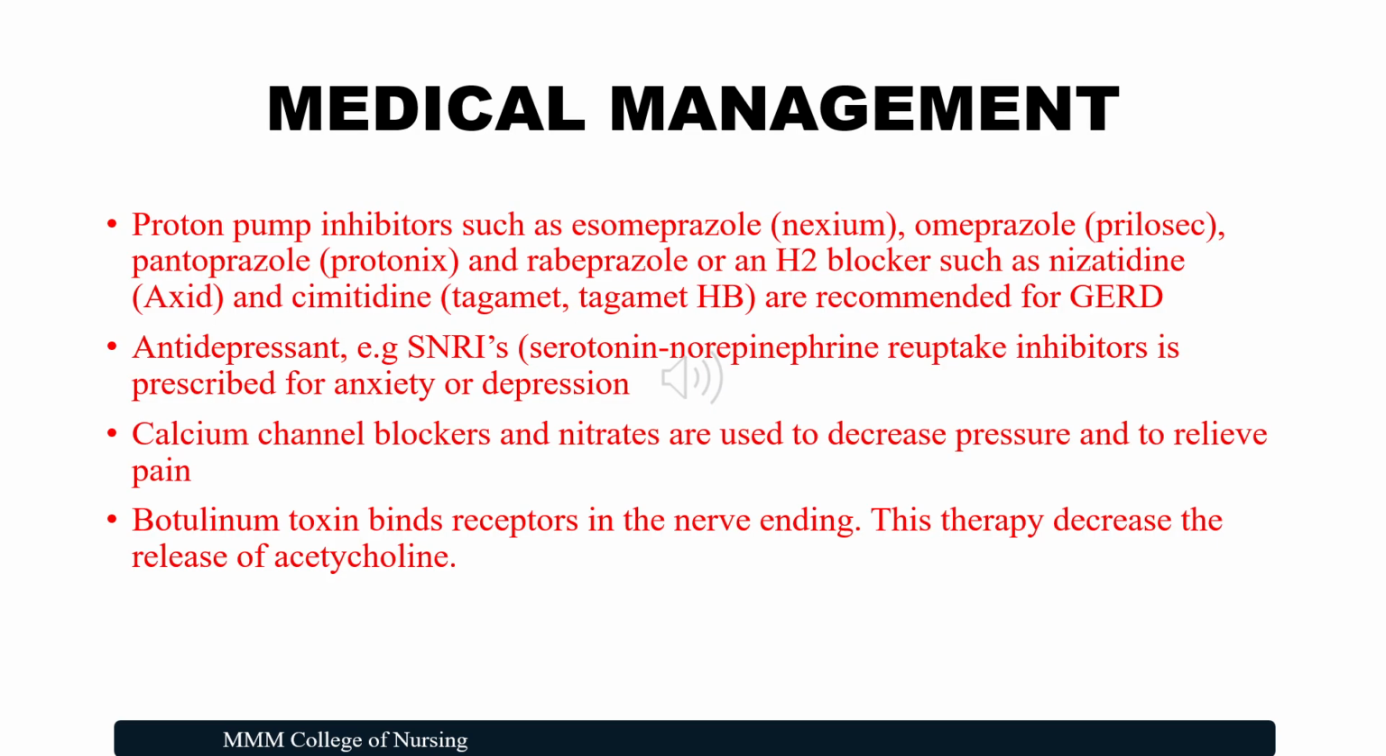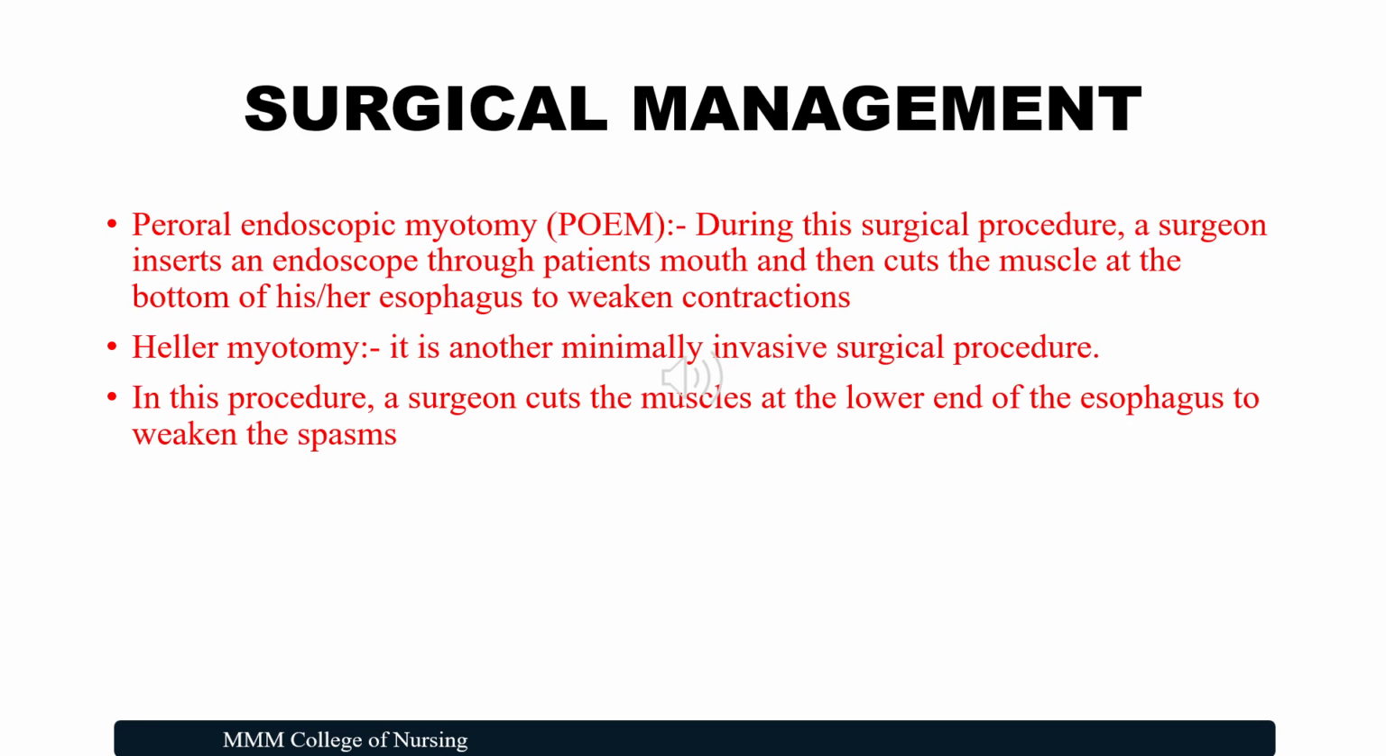Medical management: proton pump inhibitors such as esomeprazole, omeprazole, pantoprazole and rabeprazole, or H2 blockers like nizatidine and cimetidine are recommended for GERD. Antidepressants like serotonin or epinephrine reuptake inhibitors are preferred for anxiety or depression, and calcium channel blockers or nitrates are used to decrease the pressure and relieve pain. Botulinum toxin can bind the receptors in the nerve endings, so this treatment can be used to decrease the release of acetylcholine.